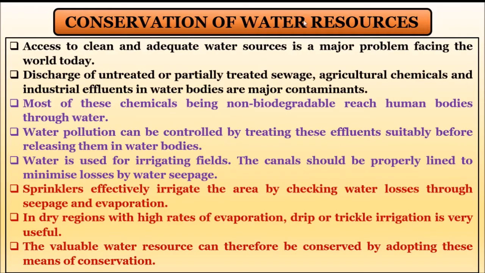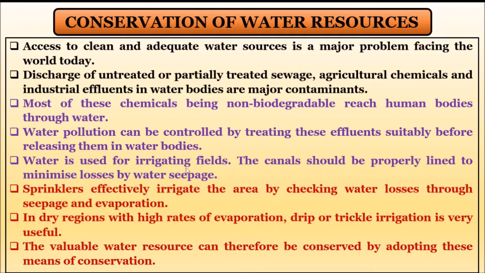Next, conservation of water resources. Access to clean and adequate water sources is a major problem facing the world today. Discharge of untreated and partially treated sewage, agricultural chemicals and industrial effluents in water bodies are major contaminants. Most of these chemicals, being non-biodegradable, reach human bodies through water, and water pollution can be controlled by treating these effluents suitably before releasing them in water bodies.